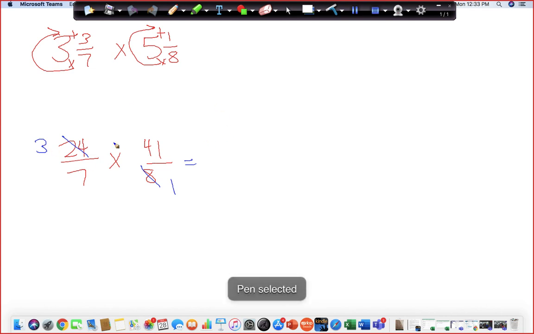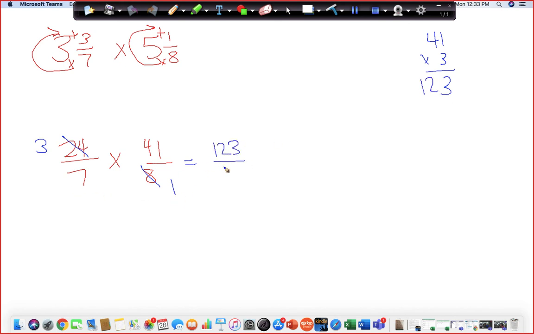Okay, so 3 times 41, if we need to do that off to the side, we can. 1 times 3 is 3. 4 times 3 is 12. So 123. And then 7 times 1 is 7. We do have a bigger number on top, so the top number goes in the house divided by the bottom. 7 cannot go into 1, but it goes into 12 once. 1 times 7 is 7. Subtract and we get 5, because 12 minus 7 is 5.